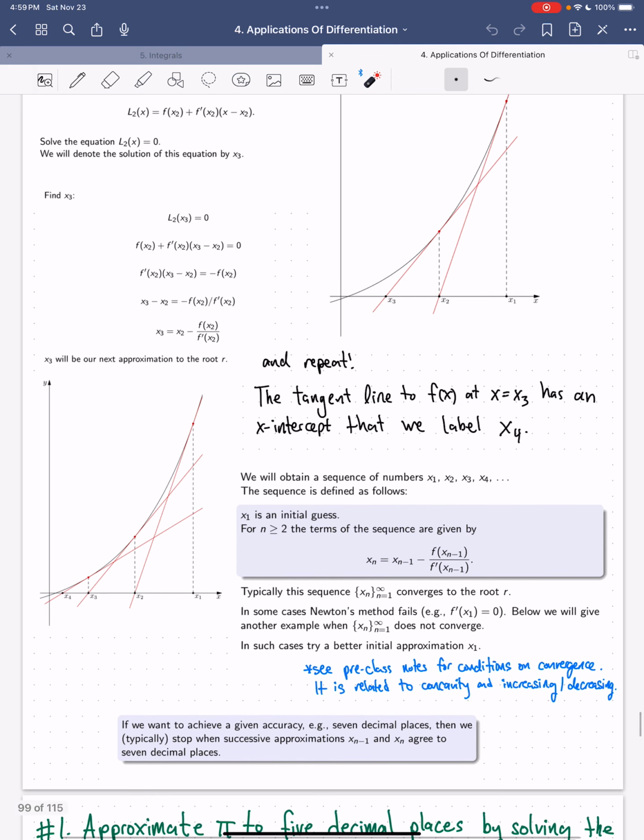Now, depending on how we've chosen our initial guess, we might actually get something that's way off, where our tangent lines are actually pulling us further away from the root. The pre-class notes have a cool way that we can see this kind of condition on convergence. But we will not go over that now. We'll just dive into some examples.